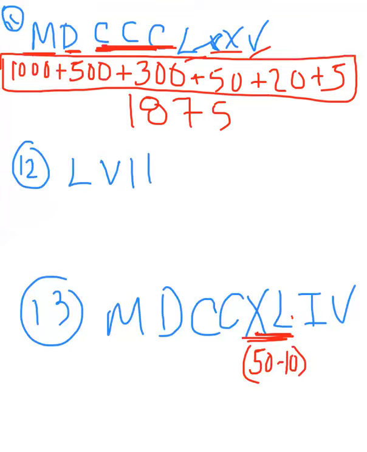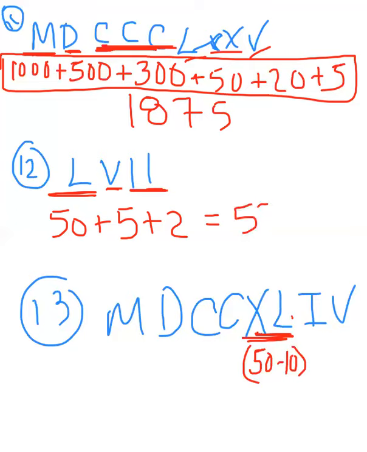All right, now this next one right here, L, represents 50. And again, you have a large number followed by a small number, so you add the value of that small number. In this case, it's 5. And then these two I's represent 2. So you just add it all up. So you get, let's see here, 57.